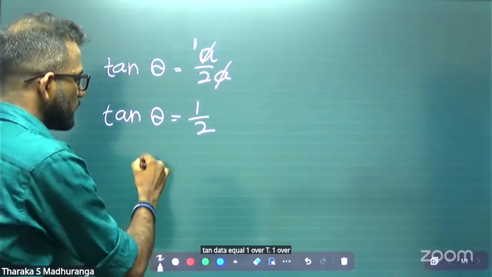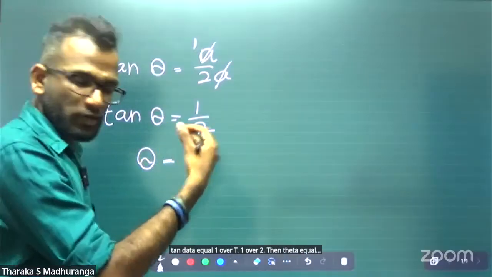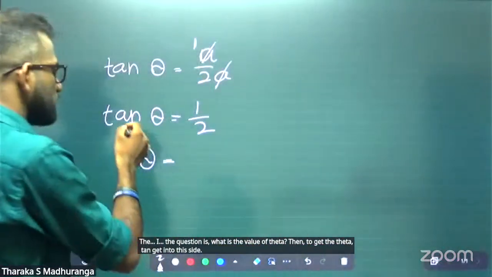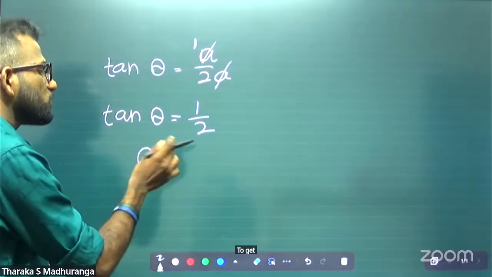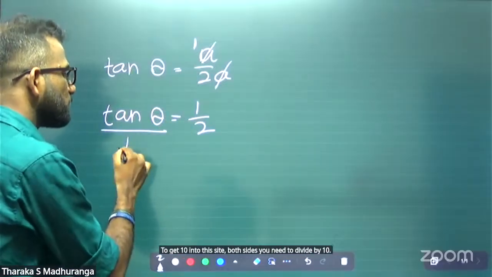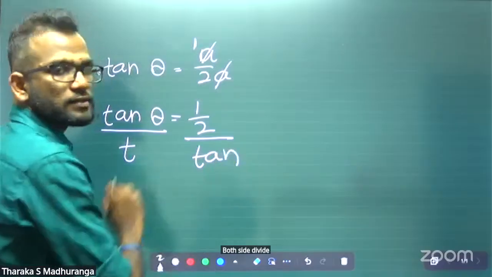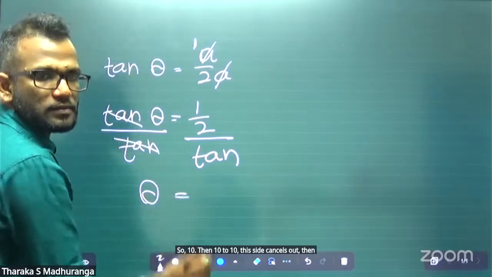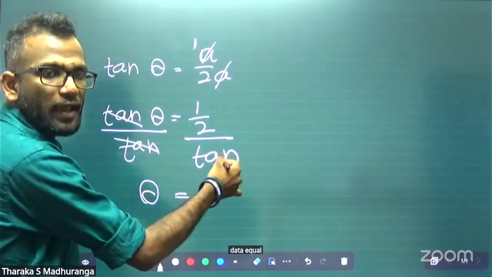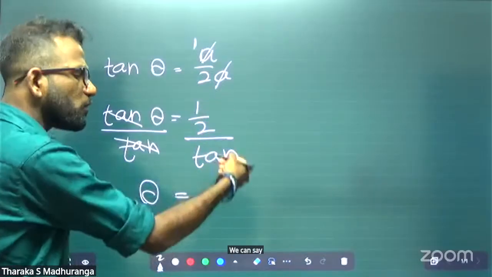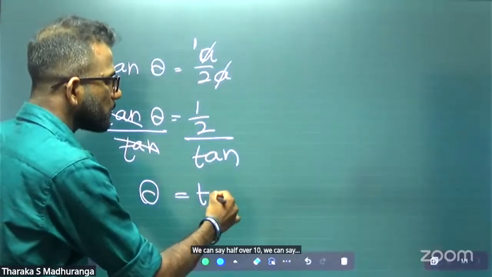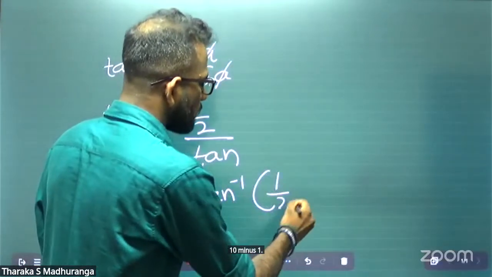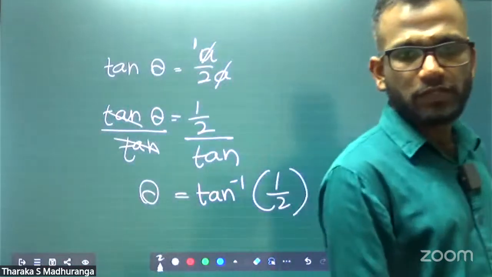The question asks what is the value of theta. To get theta, the tan has to go to the other side. Both sides you divide by tan, then tan to tan cancels on this side and it is theta. Theta equals, on this side, half over tan, we can say tan minus 1 of half. Understood?